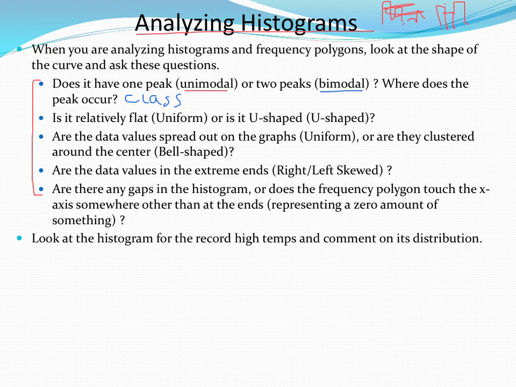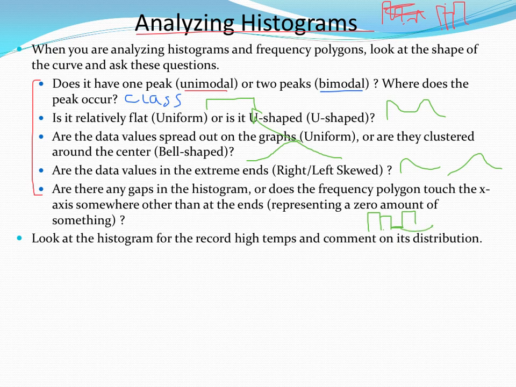Is it relatively flat, meaning uniform, so a graph that looks like this? Or is it U-shaped, kind of going up and down like that? Are the data values spread out? Again, uniform. Or are they clustered around the center, which would be bell-shaped? Something like that. Are the data values in the extreme ends right or left skewed? Are there any gaps in the histogram? And what I mean by gaps is, all of a sudden, if you have all of these vertical bars, and then you have absolutely nothing, no vertical bar, and then it shoots back up again.